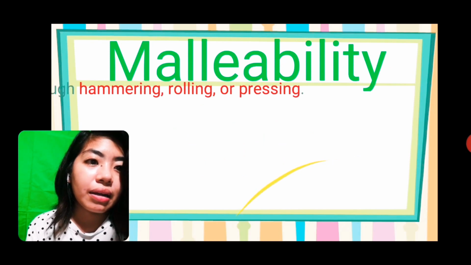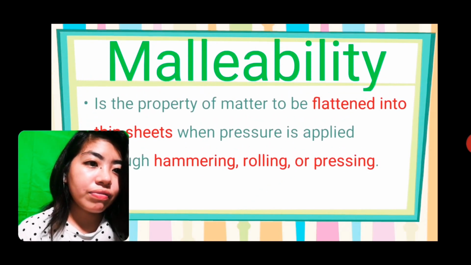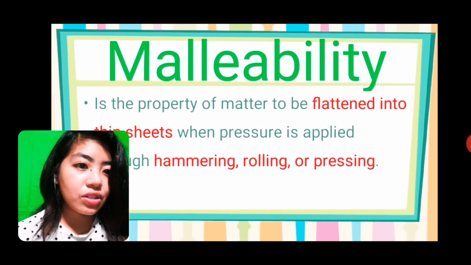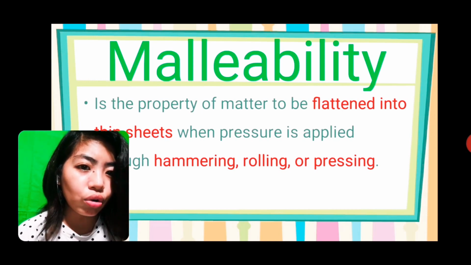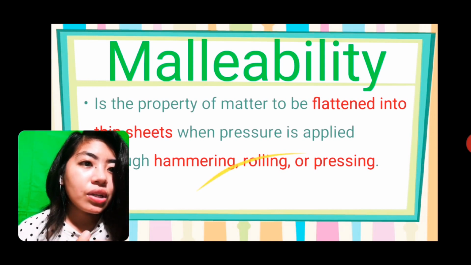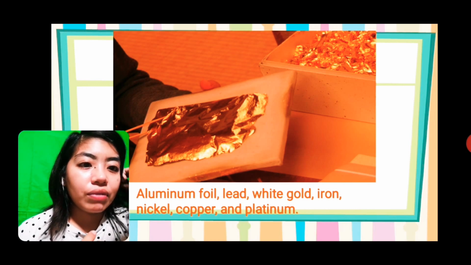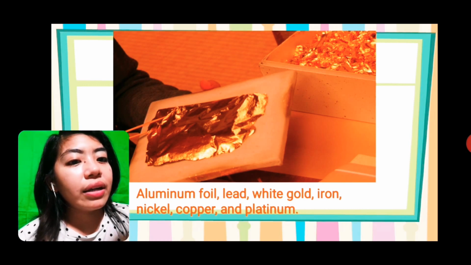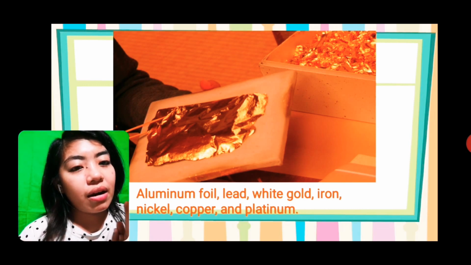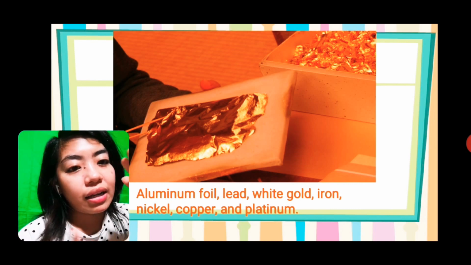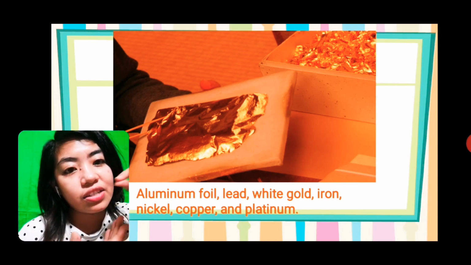Next is malleability, the property of matter that can be flattened into thin sheets when hammered, rolled, or pressed. Examples are aluminum foil, lead, white gold, iron, nickel, copper, and platinum. They are highly malleable, meaning they can be flattened into very thin sheets.